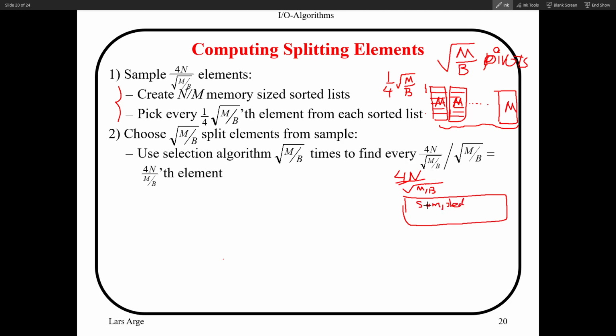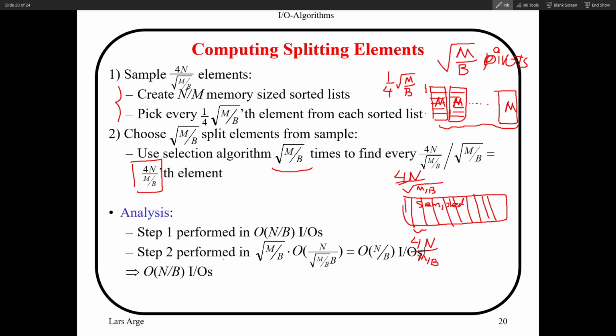And I run the median finding algorithm from before this many times to find every that many element. In other words, we sample some elements from this evenly such that the gap between every 2 elements is 4n divided by m over b. How many do we sample? Well, we sample this divided by this. We're going to look at the math later. And that essentially is the algorithm.